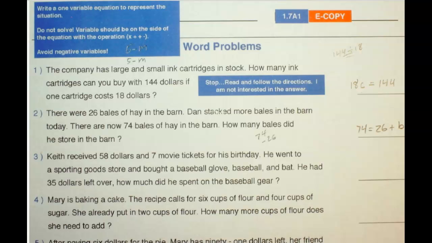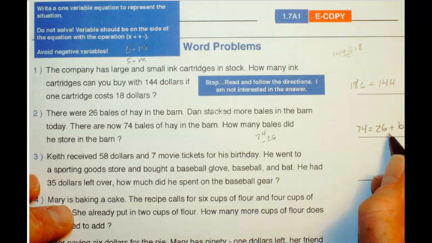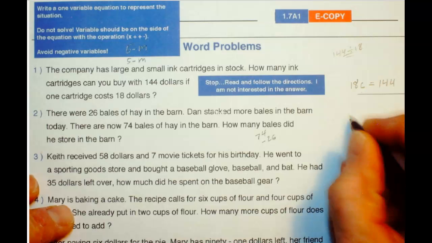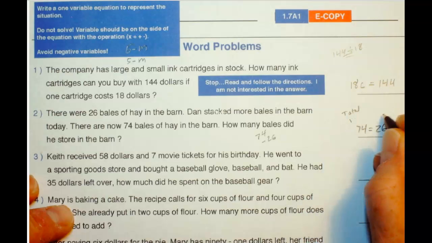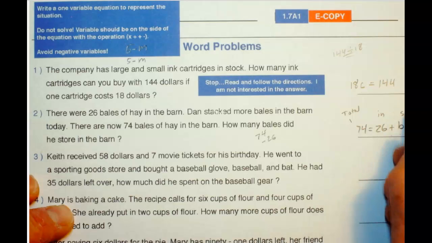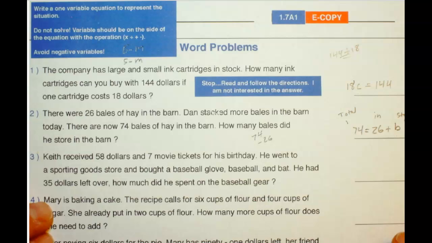So there we go. Let me just double check to make sure it's right. I have the variable with the operation, that's addition. These are 74 total. These were in the barn, and these are stacked new for the new ones. Looks good. All right. Let's do a third one.